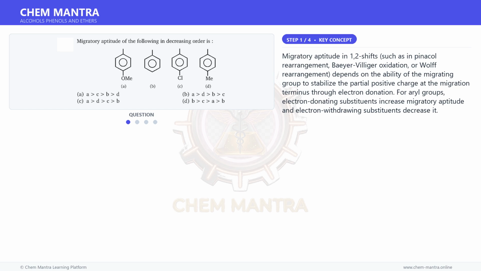Migratory aptitude in 1-2 shifts, such as in Pinacol rearrangement, Baeyer-Villiger oxidation, or Wolff rearrangement, depends on the ability of the migrating group to stabilize the partial positive charge at the migration terminus through electron donation. For aryl groups, electron-donating substituents increase migratory aptitude and electron-withdrawing substituents decrease it.